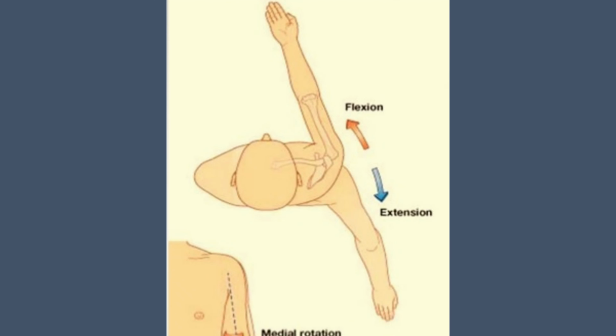The clavicular head of the pectoralis major muscle and the anterior fibers of the deltoid muscle undergo contraction to bring about the flexion movement of the shoulder joint. During the extension movement of the shoulder joint, the posterior fibers of the deltoid and the latissimus dorsi muscles undergo contraction.